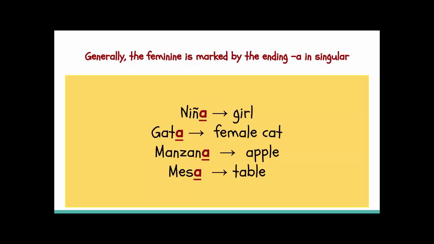And usually, the feminine is marked by the ending A in singular. Here we have some examples of feminine nouns. Niña, gata, manzana, mesa.